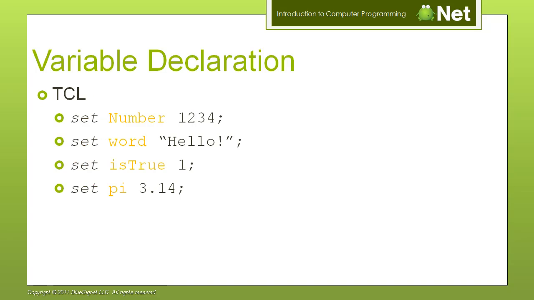Now let's take a look at something a little different. TCL, which is not nearly as annoying as VB. But it's similar in the sense that you don't declare the type of variable. You just set a number as this. You set the word as that. You set is true to 1 for true, or 0 for false. You set pi as 3.14. And it will naturally see that you used a decimal point in pi, 3.14, and however far you want to go, and it will determine from what you gave it what kind of variable to store it in at that point in time.